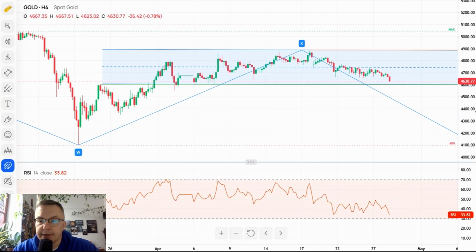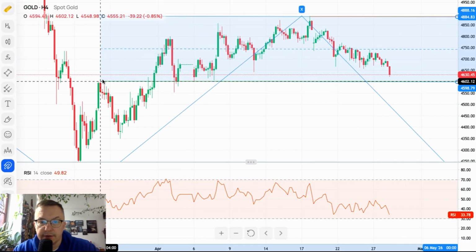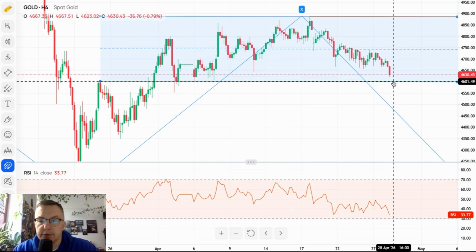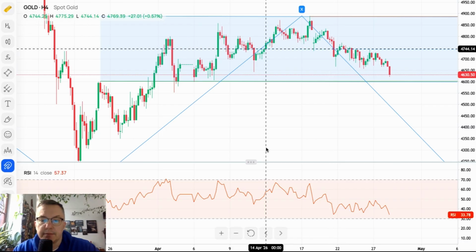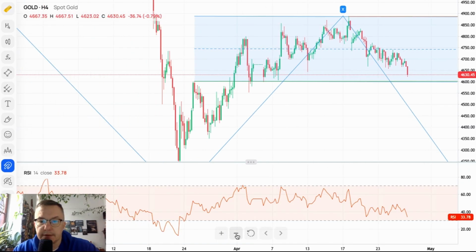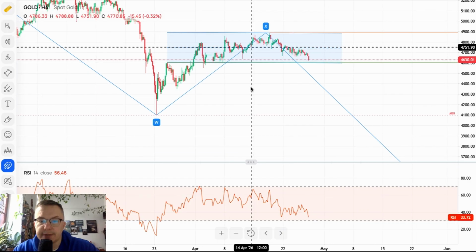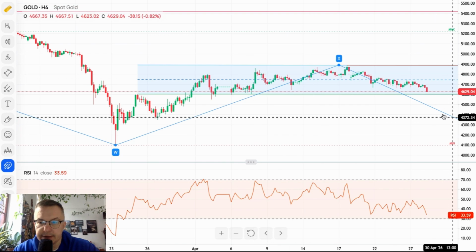Gold market, as expected, is moving lower. We are very close to the lower level of the range. Okay, so the market wants to test 4,600 level. Any breakout lower is bearish. So our scenario, including the complex corrective behavior for the wave X, is materializing right now.